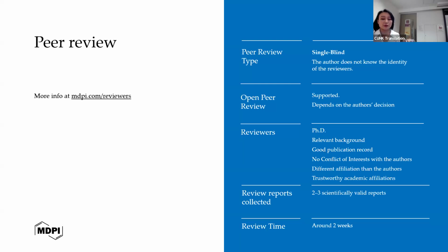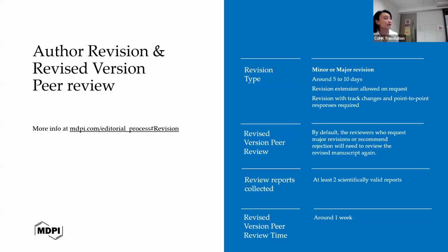And normally we collect 2 or 3 scientifically valid reports. And the review time is almost around 2 weeks. And here comes the author revision and the revised version peer review process. There are generally 2 types of revision. One is minor revision and the other is major revision. Normally we will give the authors 5 to 10 days to make the revision, but it also depends on the situation of the paper and also the author's availability, if they can finish the revision in this period of time. If it is needed, we will also extend the revision time.